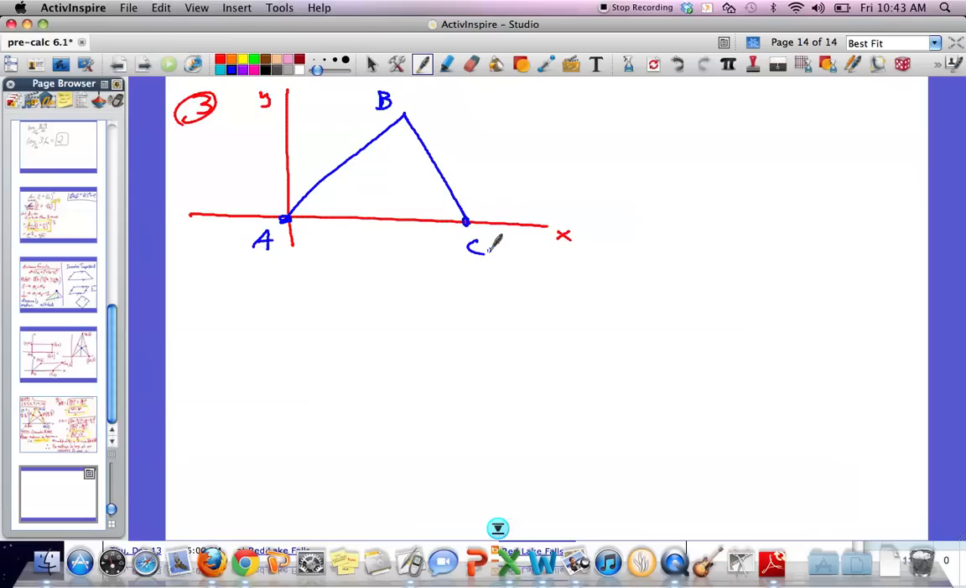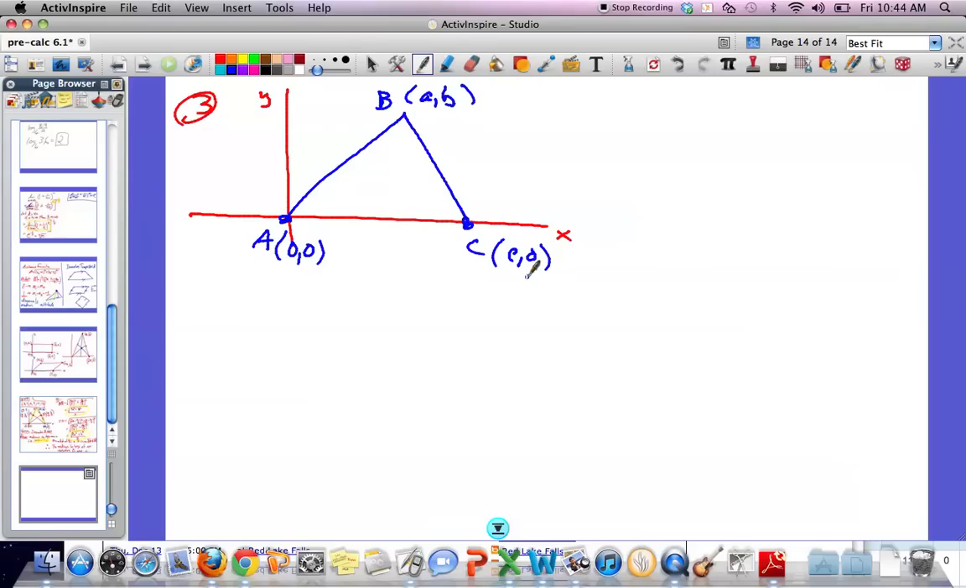It is important because it's a coordinate proof. We need to give labels to our points. So I'm going to label this one 0, 0. I'm going to label this one A, B. And because it's just any random triangle, I'm going to label that one C, 0.